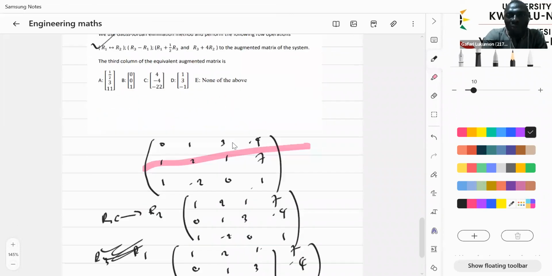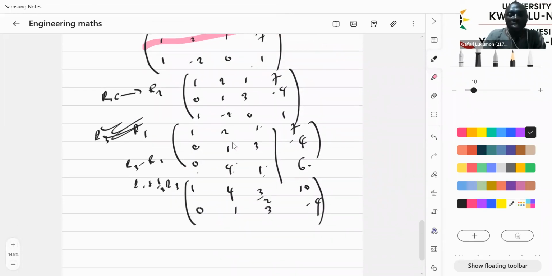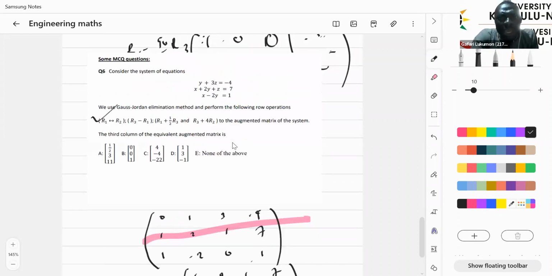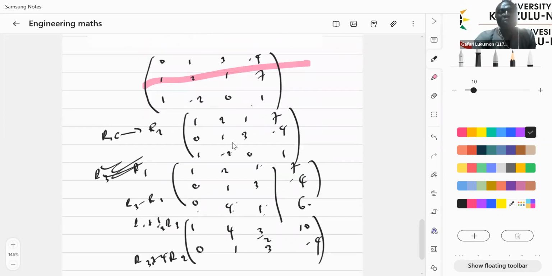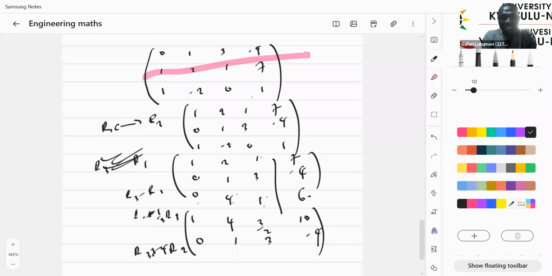Last row, R3 plus 4R2. And this is going to give me 0. Can you see there is a mistake here? Because this is going to be minus, because they want us to get rid of this. I think this is supposed to be minus, or maybe we've made the mistake of minus somewhere. Did we? I don't think we made a mistake. Then definitely the mistake is actually from them. Because if we want to reduce this, guys, this is supposed to be negative, so that 4 minus 4 is going to be 0.